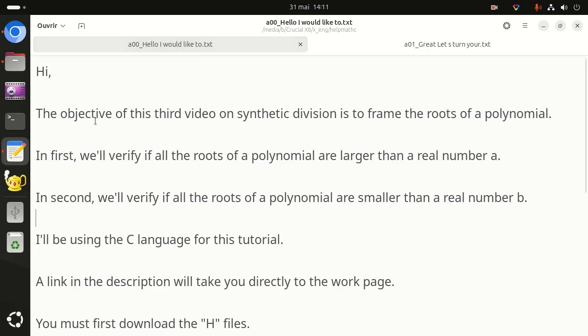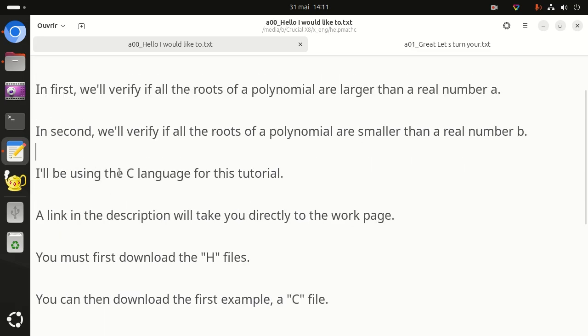Hi, the objective of this third video on synthetic division is to frame the roots of a polynomial. First, we'll verify if all the roots of a polynomial are larger than a real number a. Second, we'll verify if all the roots of a polynomial are smaller than a real number b. I'll be using the C language for this tutorial.